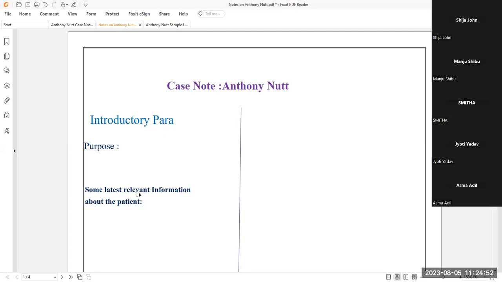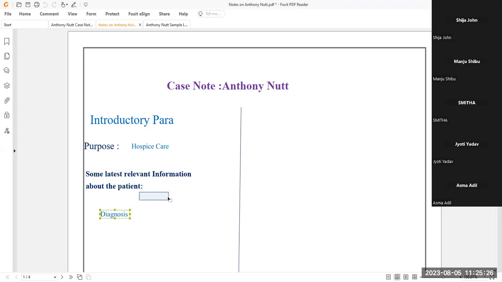We have already discussed this many times. The content of a good introductory paragraph is purpose. So what is the purpose today? Hospice care. So when I write my intro, I'll say I need hospice care for the patient, of course. Then what is that information about the patient that we can include in the letter? What is it? Diagnosis, right? Stage 3 cancer. That is the best piece of information that we can include in the introductory paragraph, right? Okay. Yes. All right.